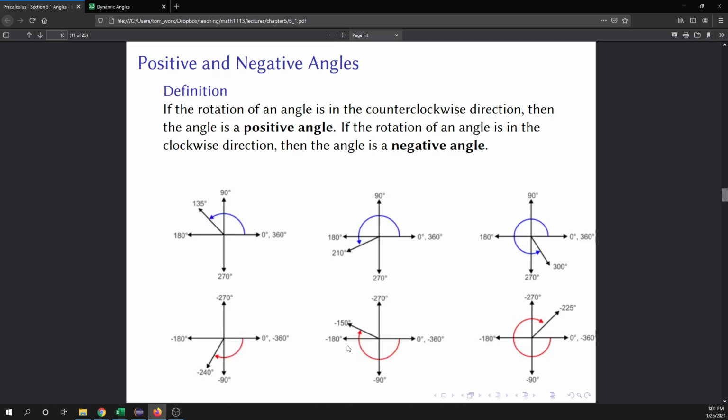All of these angles down here are negative angles because the direction of rotation is clockwise. So here we rotated 240 degrees in the clockwise direction. That angle is going to be minus 240 degrees. In this one, we rotated 150 degrees in the clockwise direction, so that's going to be an angle of negative 150 degrees. In this example, we rotate 225 degrees in the clockwise direction, so this angle is going to be negative 225 degrees. Okay.